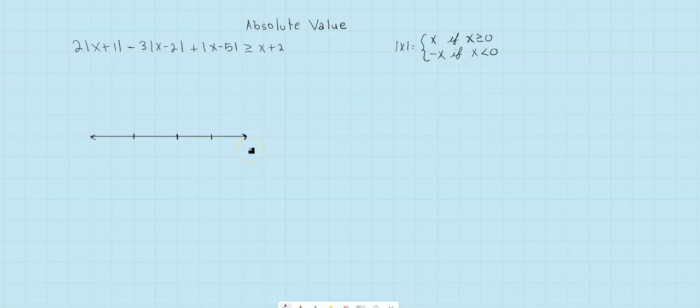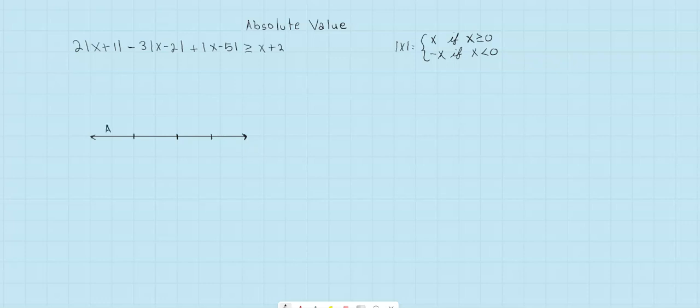Hello, today we're going to be solving absolute value. We're going to be solving this equation right here. Remember that the absolute value of x is x if x is greater than or equal to 0, or minus x if x is less than 0. So we're going to solve all of this by zone.